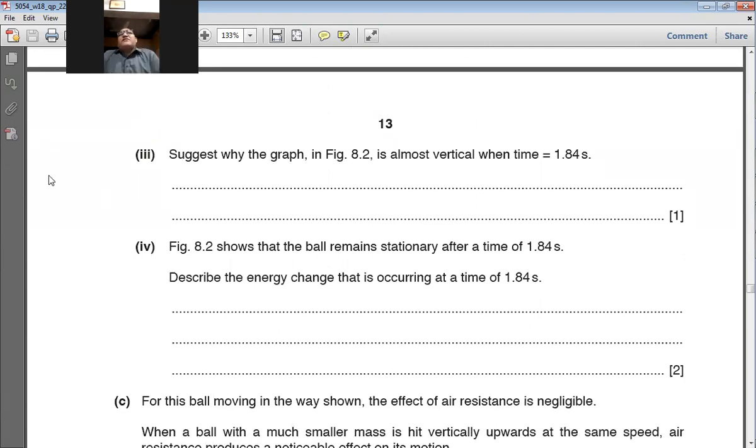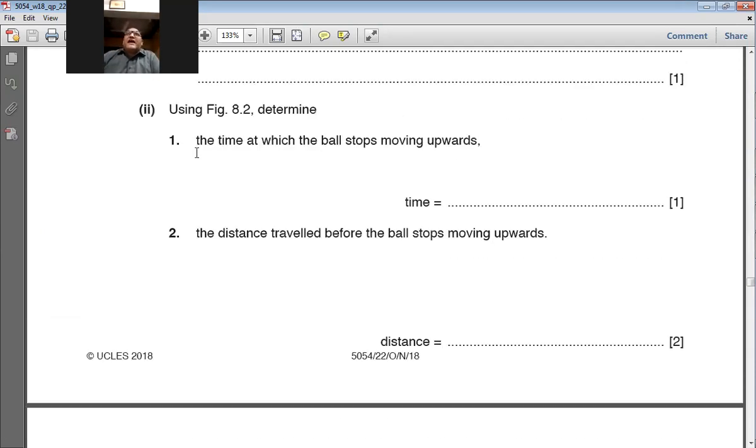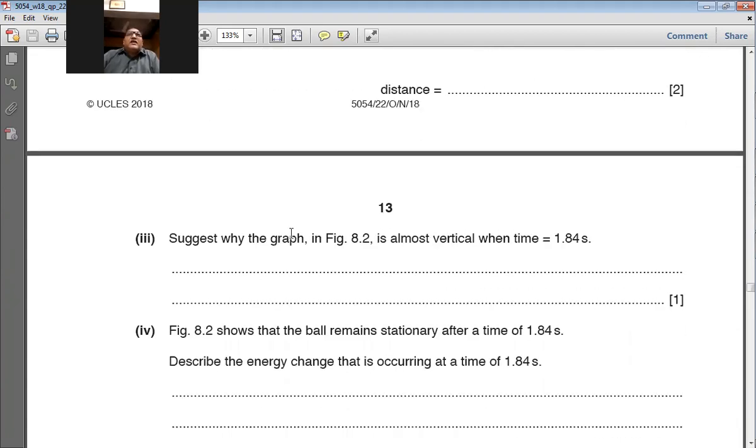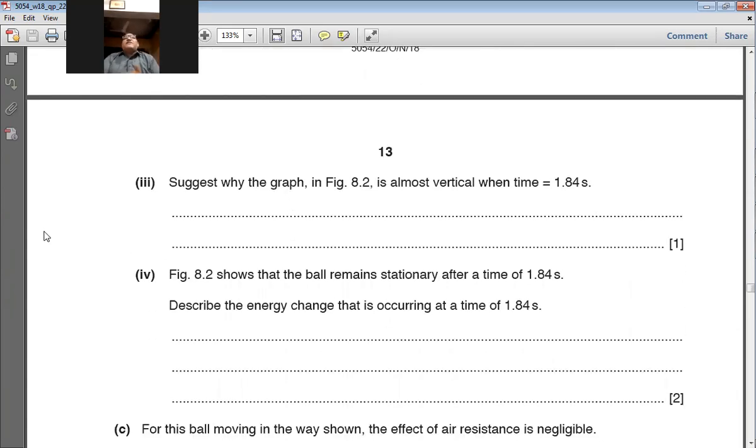Now, why is the graph in figure 8.2 almost vertical when the time is 1.84 seconds? At the time 1.84 seconds, you see, the ball was coming down. That's why the velocity is negative. Negative means it's coming down, and when it's coming down, its velocity is increasing. That's why you see the velocity was 2, now -4, -6, -8. And at 1.84 seconds, all of a sudden the velocity became 0, because it touched the ground. That's why the graph in figure 8.2 is almost vertical when the time is equal to 1.84 seconds.